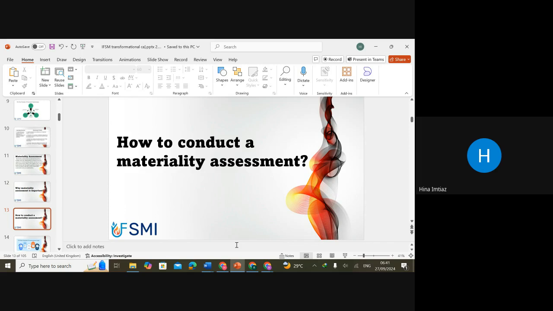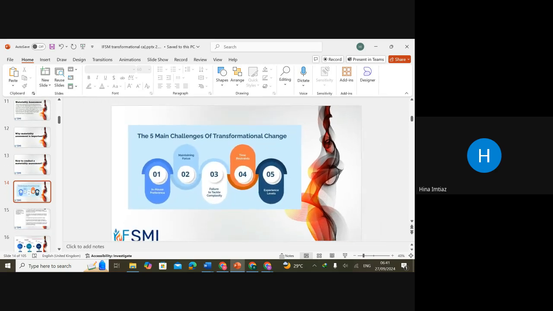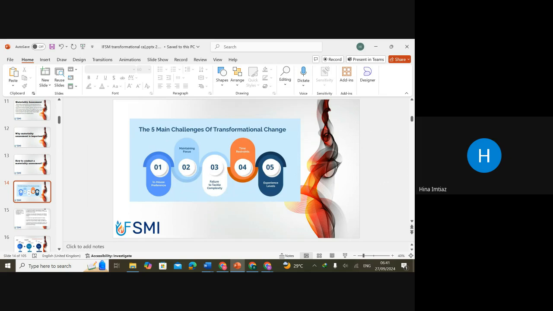So, there are five main challenges regarding transformational change. First challenge is in-house preferences. You have to prefer the change; this is one of the main basic ideas, that you have to prefer either you want to adapt that change, or bring that change for the well-being of the environment, for the well-being of humanity, or for solving climate change.